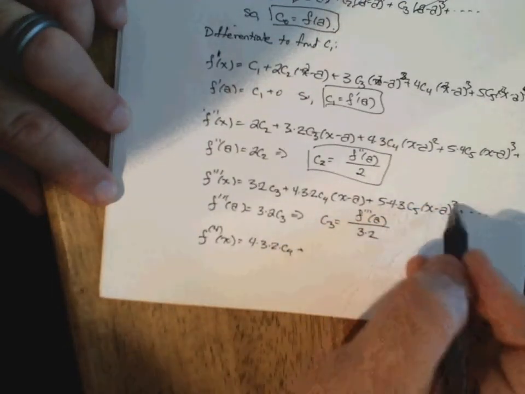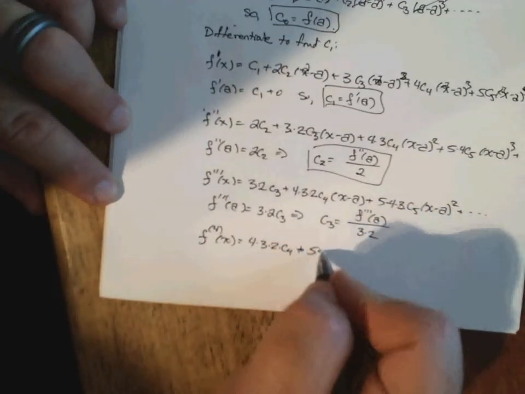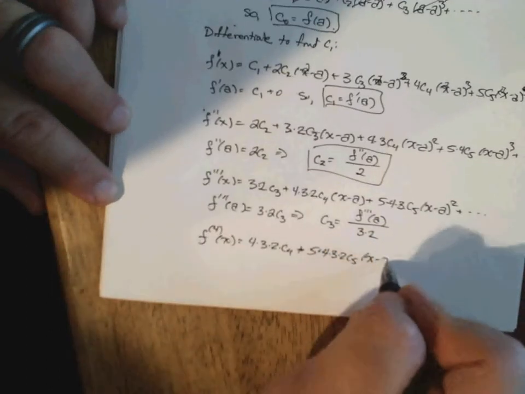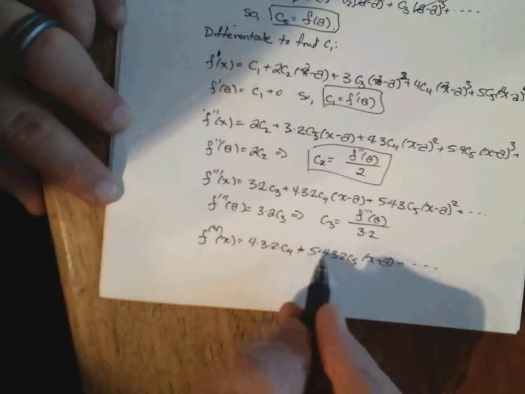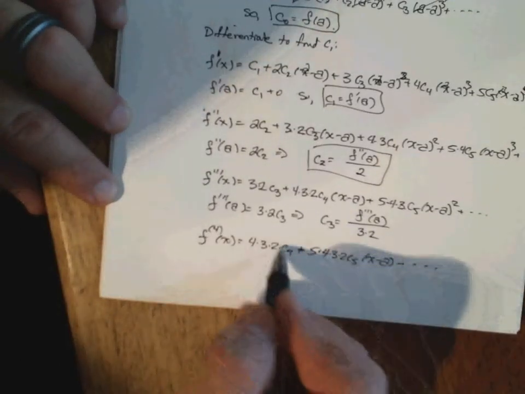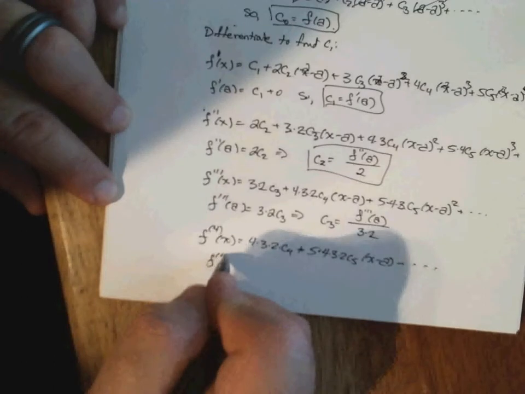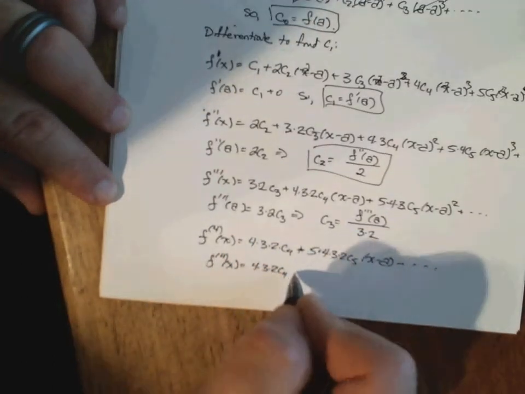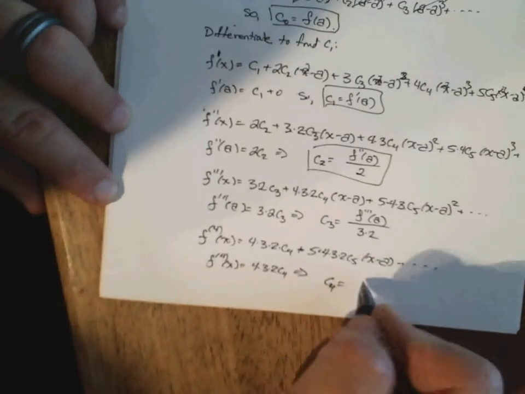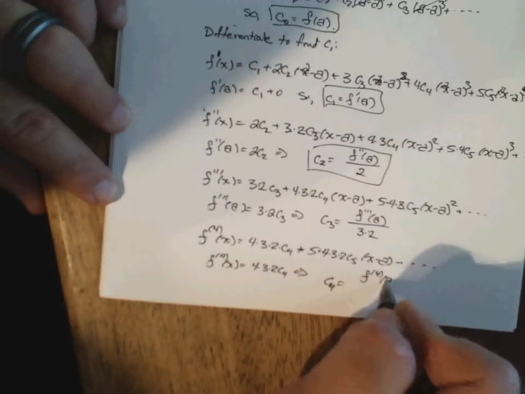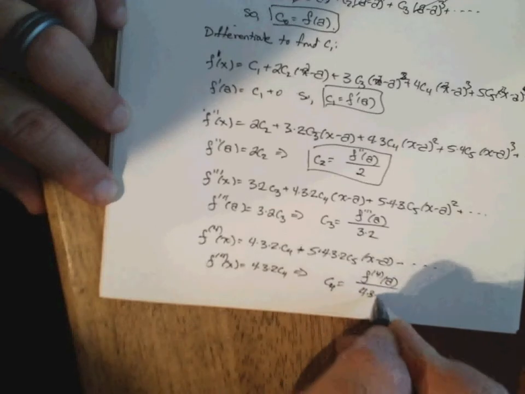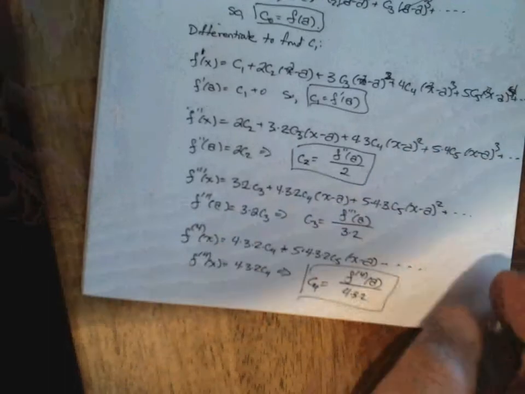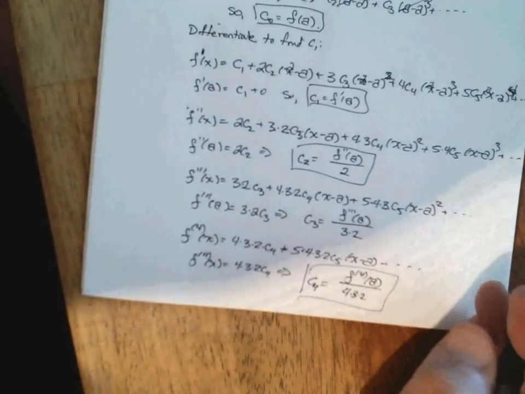Here, 5 times 4 times 3, the 2 comes down. And when you plug in a here to evaluate, all those terms go away. You're left with just this. So c4 is the fourth derivative evaluated at a divided by 4 times 3 times 2. And so now let's see if we can recognize a pattern to this. I think we should be able to.